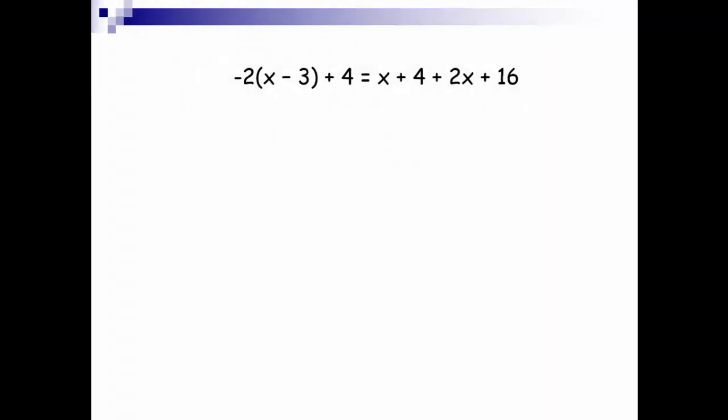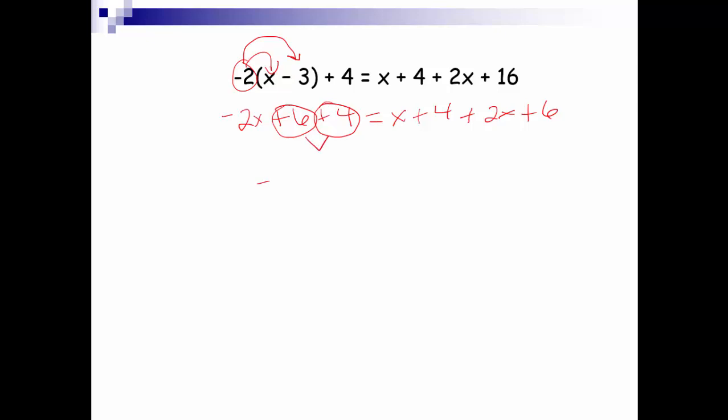Okay. First thing I'm going to do is my distributive property. I'm going to multiply negative 2 times x, then a negative 2 times a negative 3. So I have negative 2x, negative times a negative is a positive 6, plus 4 equals, and on this side I have x plus 4 plus 2x plus 6. I can combine the 6 and the 4 on this side because they're both constants, and I get negative 2x plus 10. On this side, I can combine my x's. I have an x plus a 2x, so that gives me 3x. And I have a constant of 4 and a constant of 6, so that's plus 10.